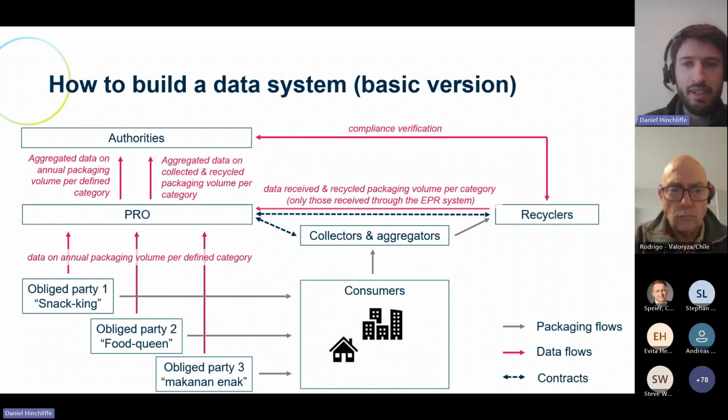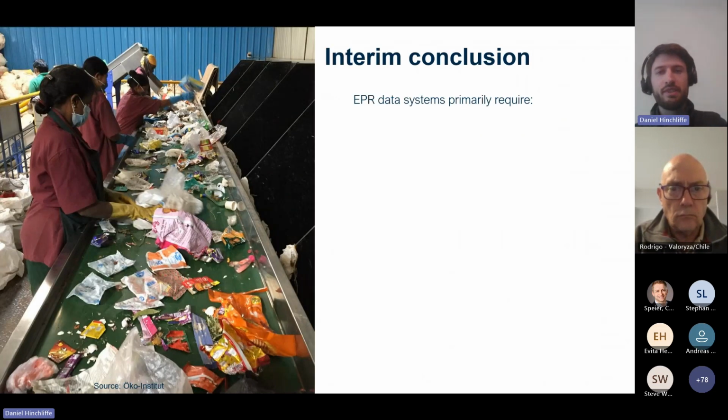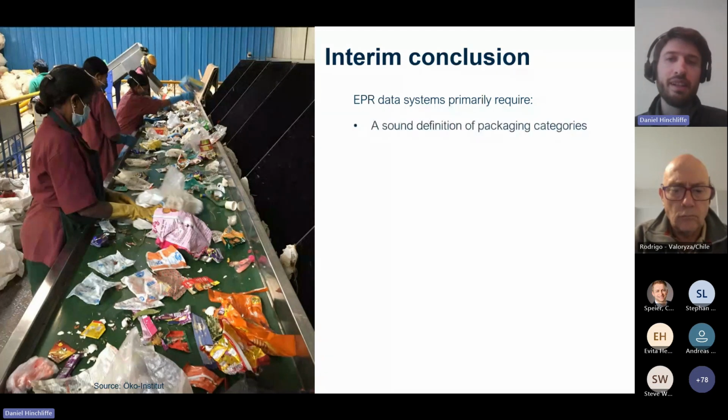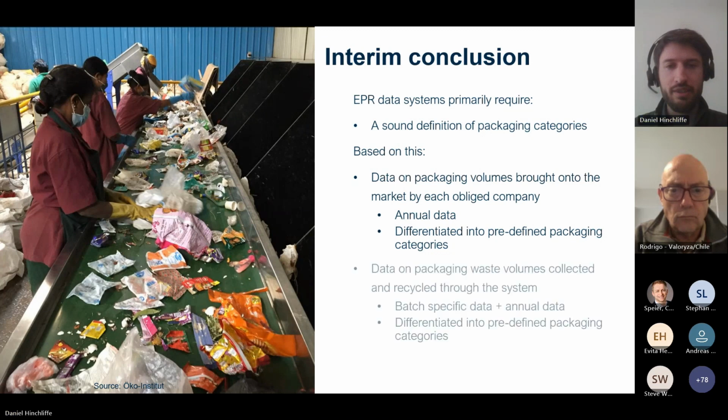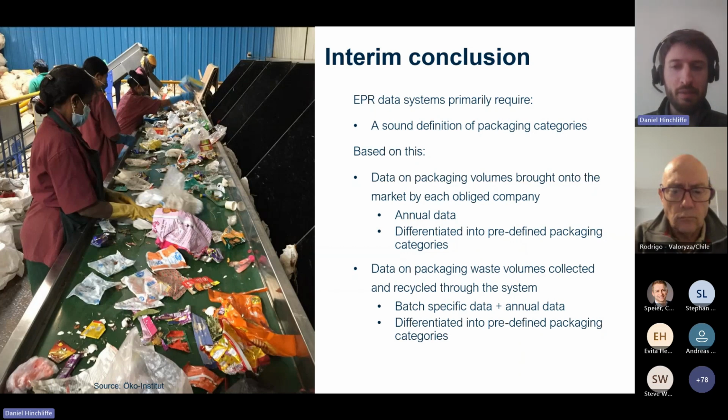And you can see this works quite nicely around the key indicators that we've just discussed. So the interim conclusion on this is that EPR data systems primarily require a sound definition of packaging categories. And once you have this in place, we need data on the packaging volumes brought onto the market by each obliged company. So this means annual data, and it also needs to be differentiated into the predefined packaging categories that you set out for your scheme. And the data on packaging waste volumes collected and recycled through the system. So this can be batch-specific data, but also annual data from recyclers. And this again needs to be differentiated into these predefined packaging categories. So it's really important to define exactly which packaging is in the system.